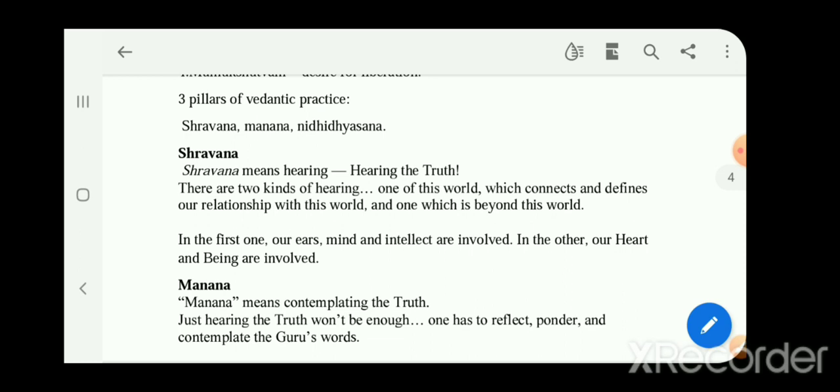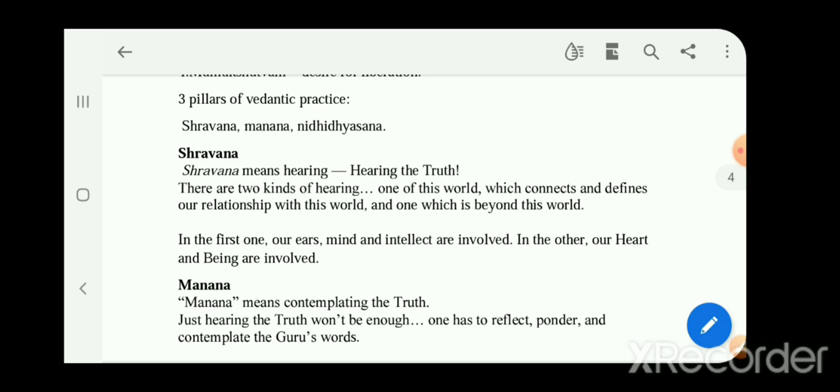This hearing includes our mind, our ears and our intellect. All these three things are involved: our ears, mind and intellect. It defines our relationship within this world, the day-to-day happenings and everything, whatever we could see and analyze, whatever we experience. The things which are in this world, that hearing is of one kind. The other kind is which is beyond this world. It could be Svargaloka, heaven and Naraka. All these things we hear from someone about that outside world, which is the Svarga and Naraka. So that hearing is of the second kind.